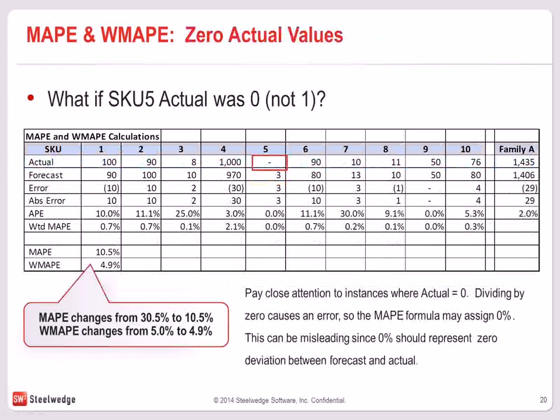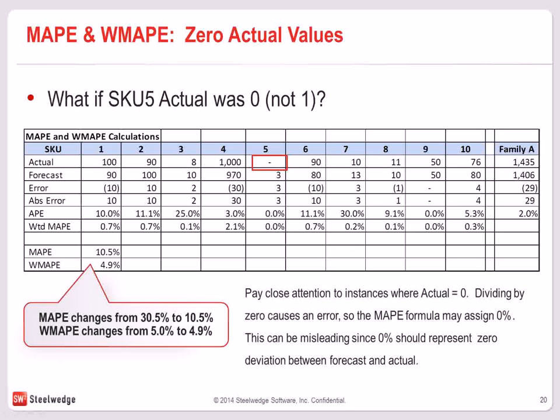Let's take another example. Let's say that our actuals for item number 5 was 0 instead of 1. Again, it's only a 1-unit change, but it has a pretty interesting impact. Well, in our calculation, if we recall that for MAPE we're dividing by the actuals, in this case, if the actual is 0, we have a problem because our formula is dividing by 0. That's going to create an error. So we need to decide what to do about that to avoid the error. A lot of times companies will set the value to 0. But in this case, or any case where we're setting that value to 0, it's misleading, because 0 really should represent that the deviation between forecast and actual was nothing, that you were exactly spot on, exactly accurate.